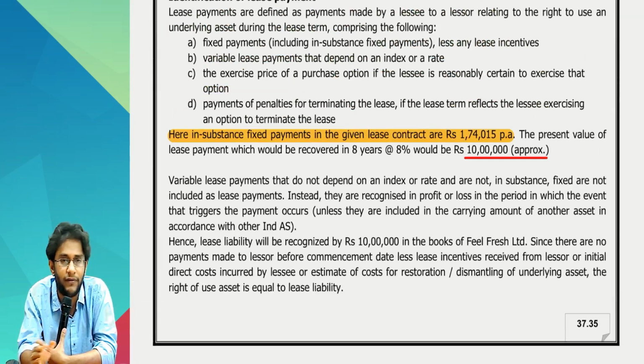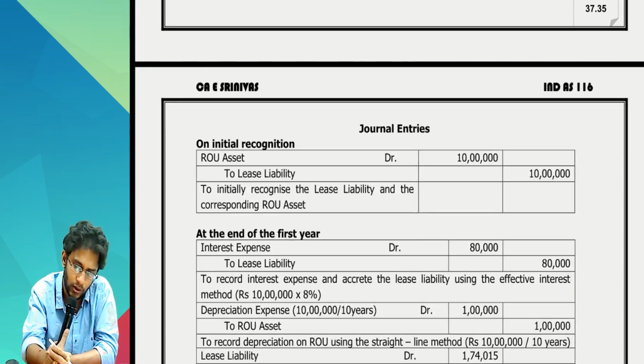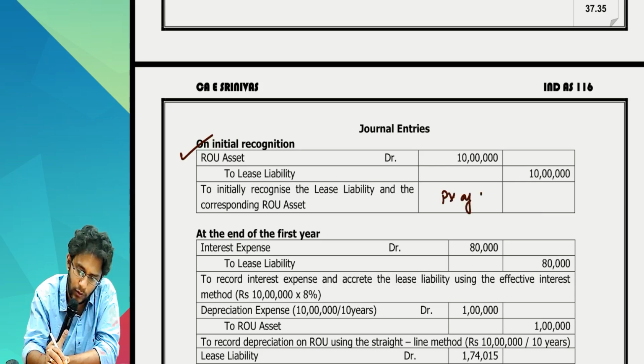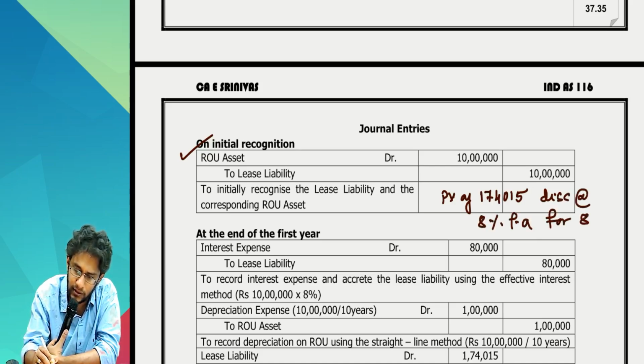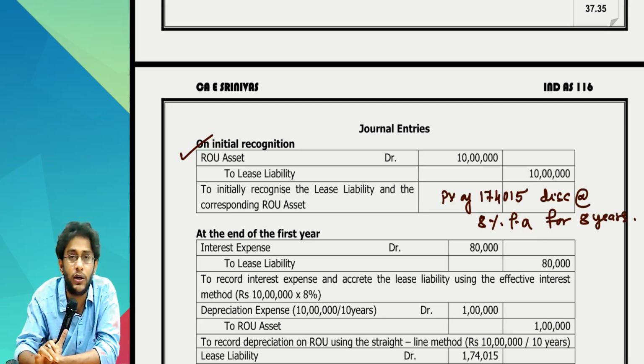On the first day, as usual, ROU asset account debit to lease liability with an amount of 10 lakhs. The 10 lakhs is nothing but the present value of 174,015 discounted at the rate of 8% per annum for 8 years. Sir, you did not discount and show us.